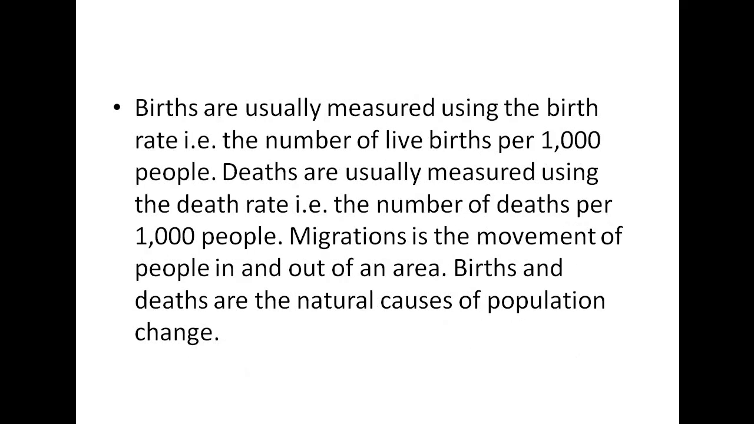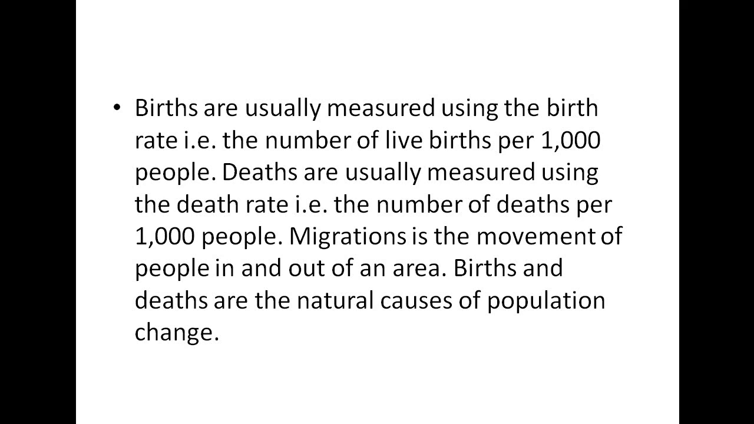Now, births are usually measured using the birth rate. How can you calculate the number of births that happen per year or in a specific period of time, or deaths? How can you measure these things? For births, you usually measure using the birth rate. So how can you calculate the birth rate? The number of live births per 1000 people is how you calculate the birth rate of a particular country or the world at that point of time.